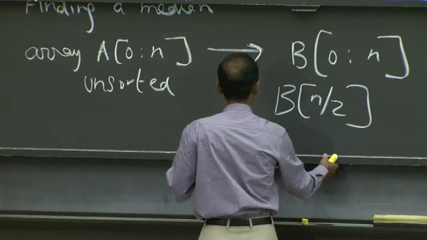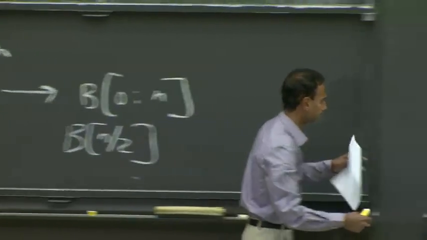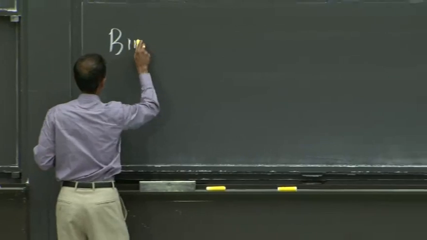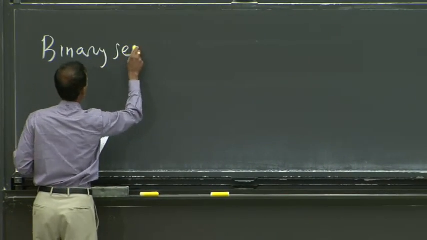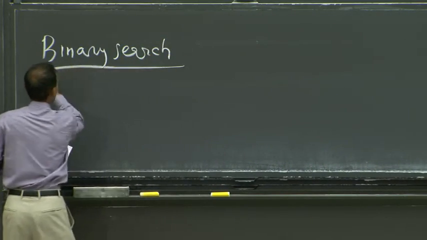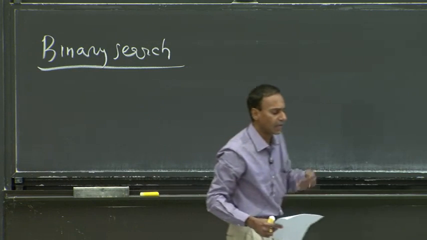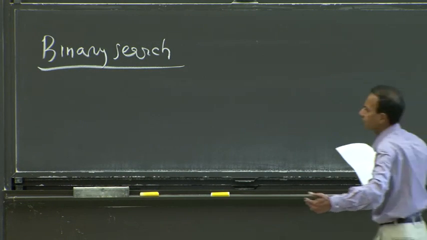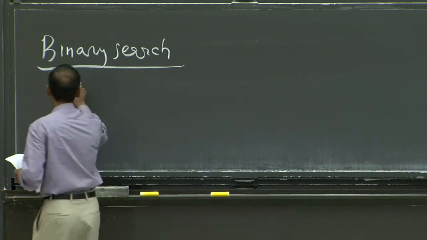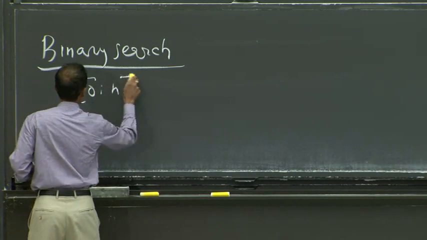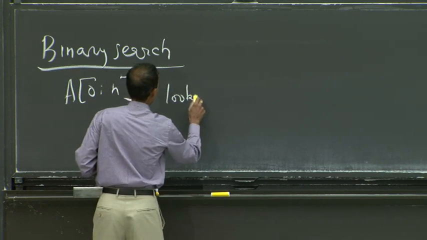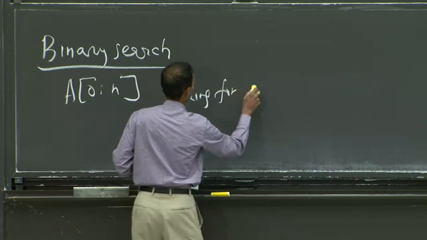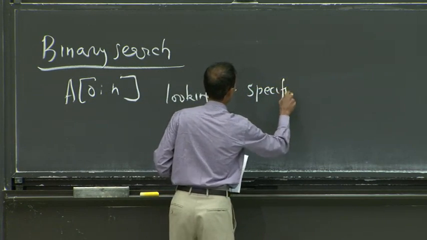There are other things that you could do, and this came up in Eric's lecture which is the notion of binary search. Finding an element in an array, a specific element. You have a list of items, again, A[0 through n], and you're looking for a specific number or item.